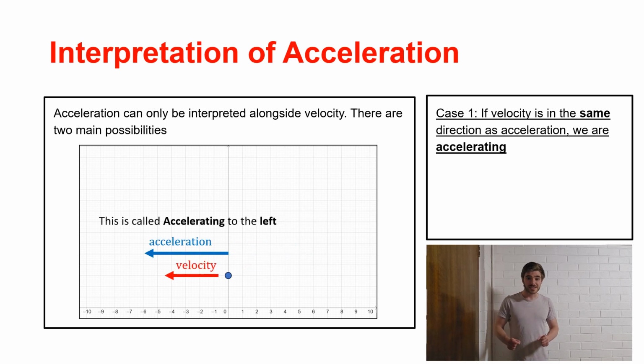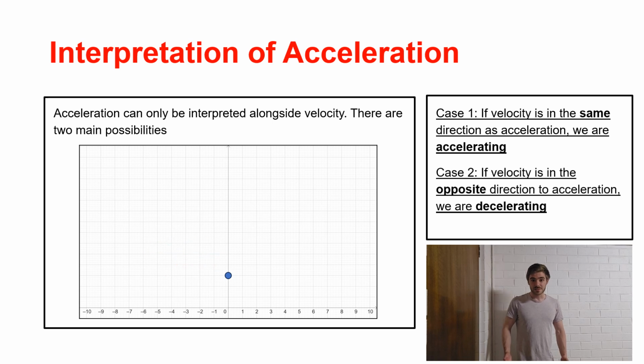Alternatively, if the velocity and acceleration are negative, then you're moving to the left and getting faster to the left. Hence, you would be considered accelerating to the left. So even though acceleration is negative in the second example, both of those scenarios are considered acceleration. The only difference is what direction you're accelerating in.